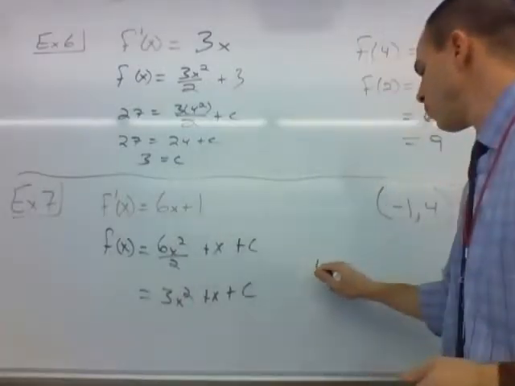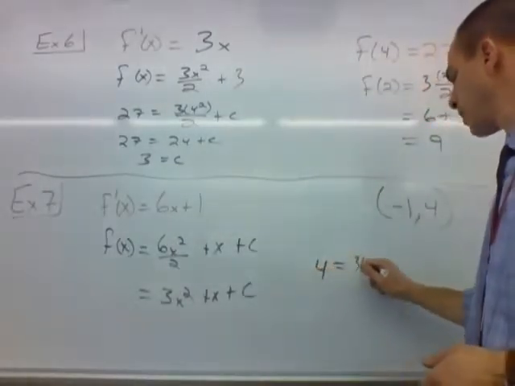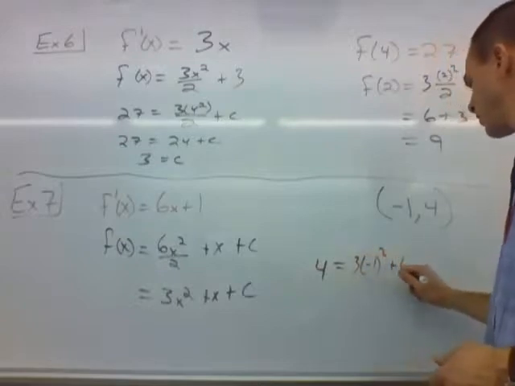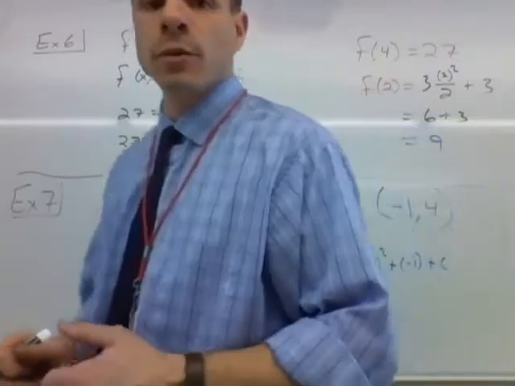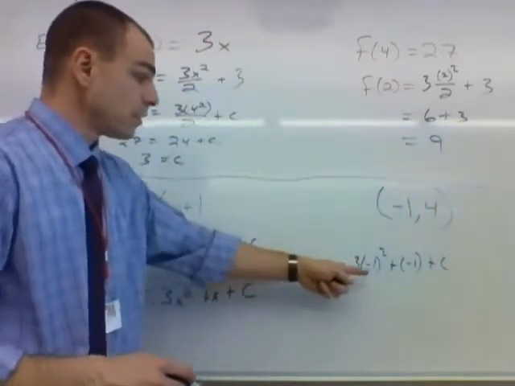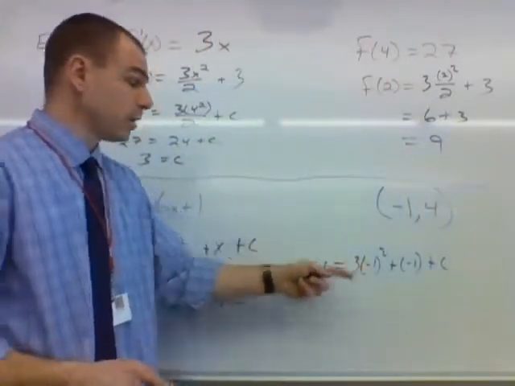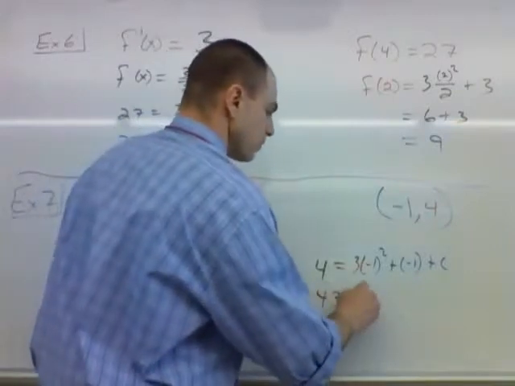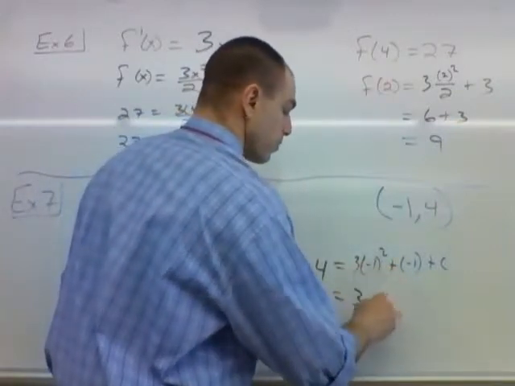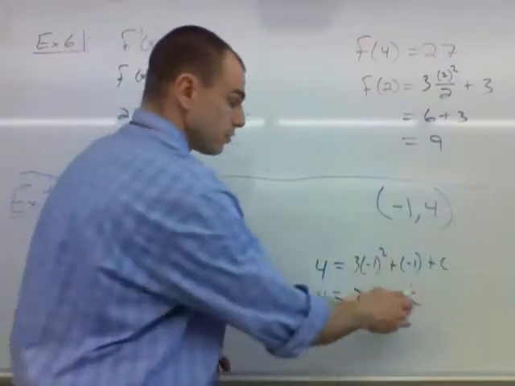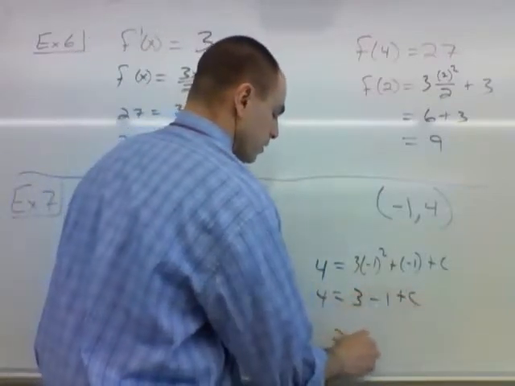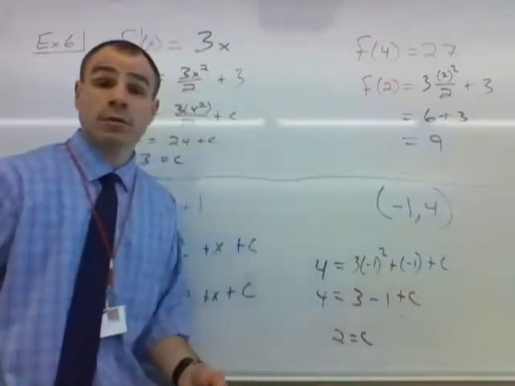So that means we're going to have 4 equals 3 times -1 squared plus -1 plus c. That's enough information for us to determine what c is equal to. This -1 squared is 1, so we have 4 is equal to 3 minus 1 plus c. 3 minus 1 is 2. So c plus 2 is 4. So c has to be equal to 2.